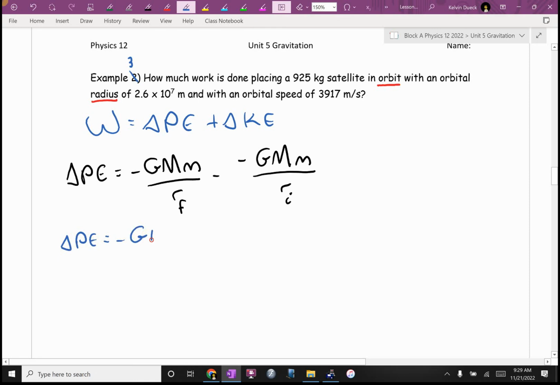Negative, big G, big M. What's little m? 925. All over. Our final is just 2.6 times 10 to the 7th, because it's a radius they gave me. If they had said altitude of 2.6 times 10 to the 7th, or height of 2.6 times 10 to the 7th, well, that's above the Earth's surface. I've got to include the radius of the Earth. Here, they already included the radius of the Earth, so bonus.